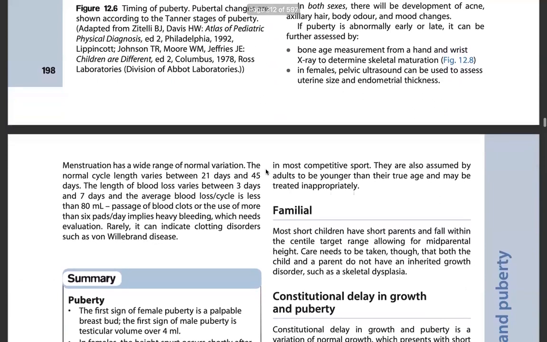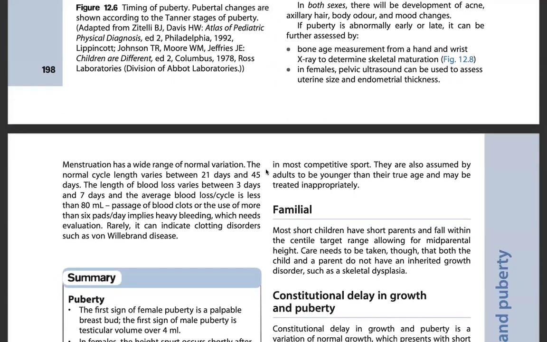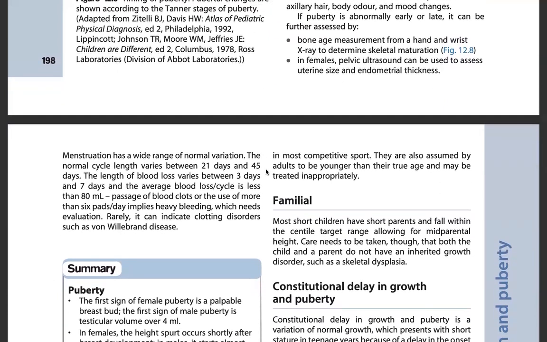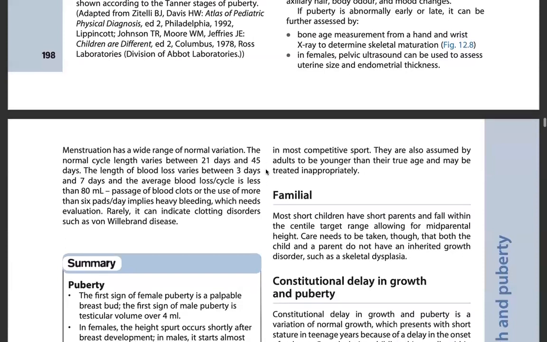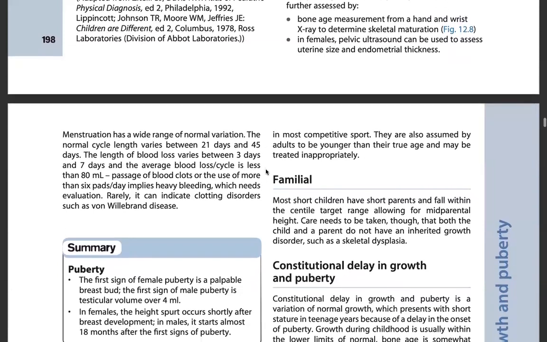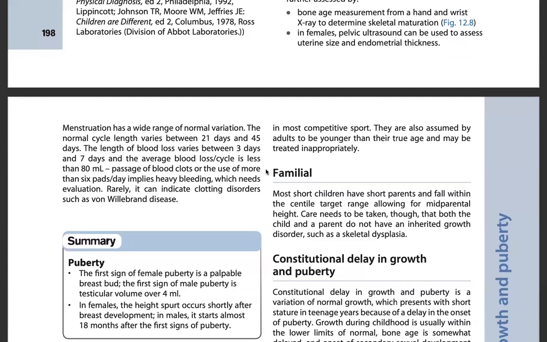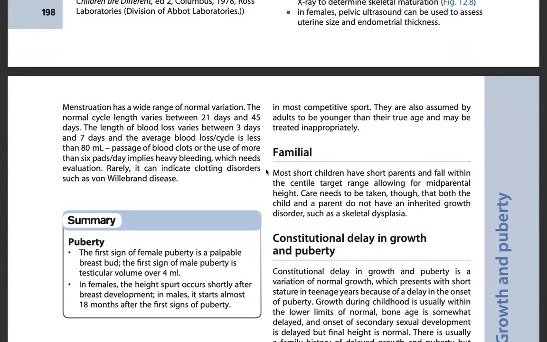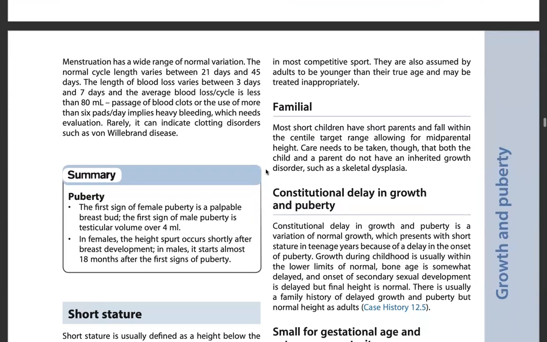Menstruation has a wide range of normal variation. The normal cycle length varies between 21 days and 45 days. The length of blood loss varies between 3 days and 7 days, and average blood loss per cycle is less than 80 ml. Passage of blood clots or the use of more than 6 pads per day implies heavy bleeding, which needs evaluation. Rarely, it can indicate clotting disorders such as von Willebrand disease.